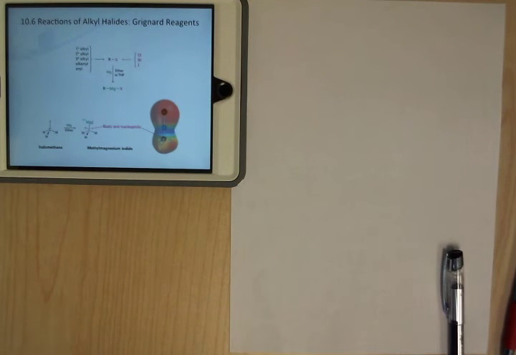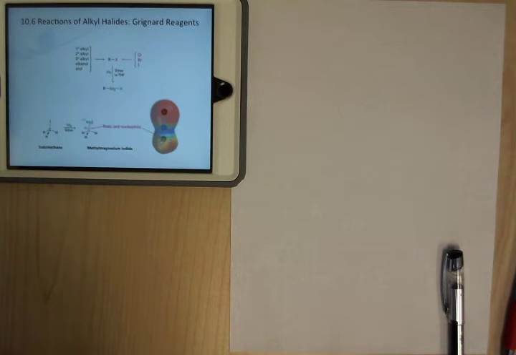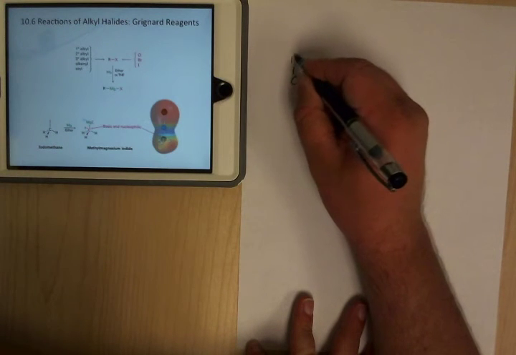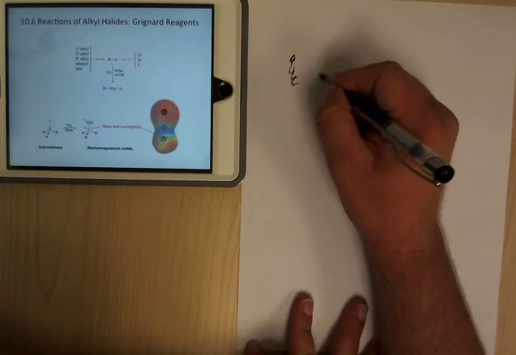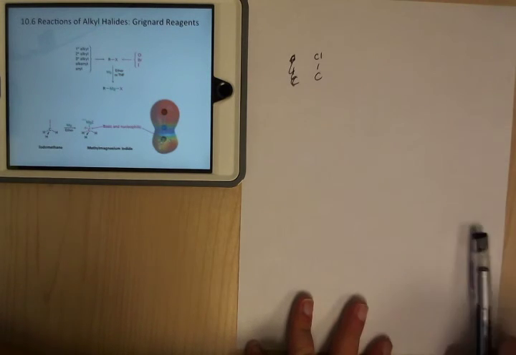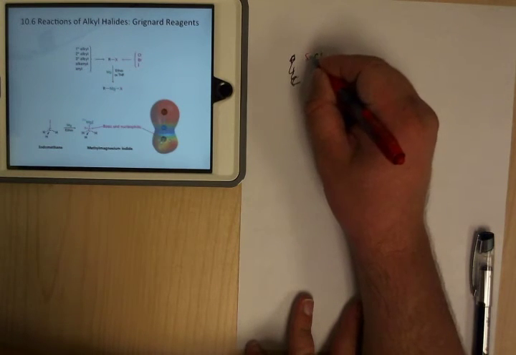reaction. And the reason we're doing this is to make a carbanion, so carbon with a negative charge on it. What you can do is attack electrophiles and build carbon-carbon bonds. So what happens is you have a carbon with some sort of halide on it, so chloride. If you look at the electrons, the chlorine is going to be a little more electronegative.